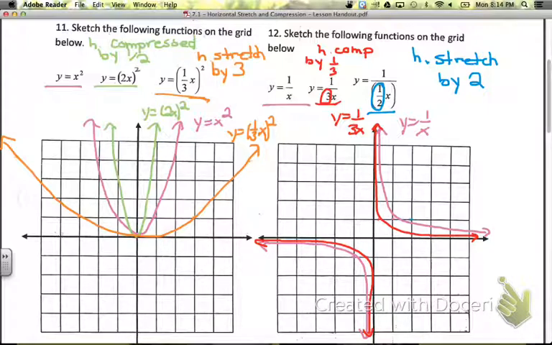And -2, -1. And we will have our points here, getting really close, but never actually touching our asymptotes. So that's y equals 1 over a half x.